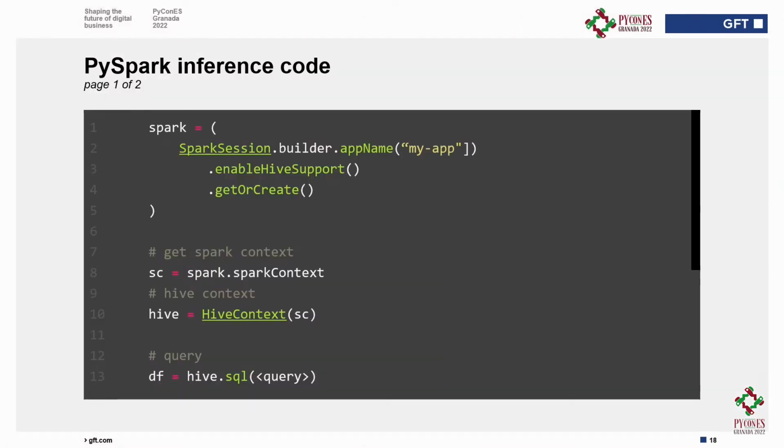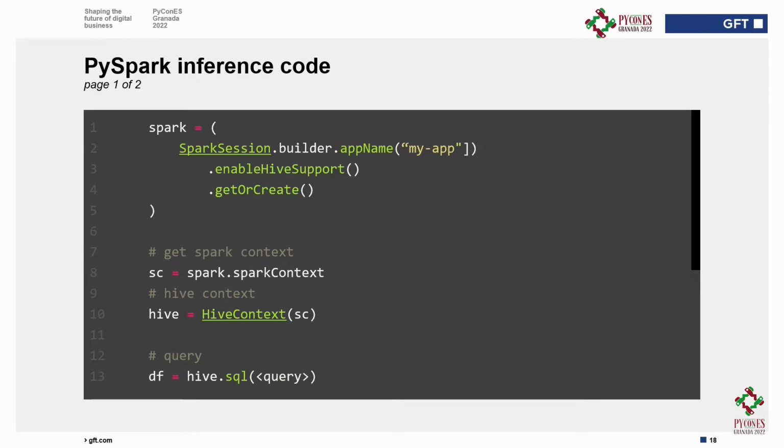Since we are at the Python conference, I thought I'd put in a couple of lines of code so that we can see what this Spark application looks like. So first we start a Spark session. We enable support for databases. That's the Hive support. And then we create the session. We create the Spark context and the Hive context, because in Hive is where we had all of the data. We'll see it in a little bit.